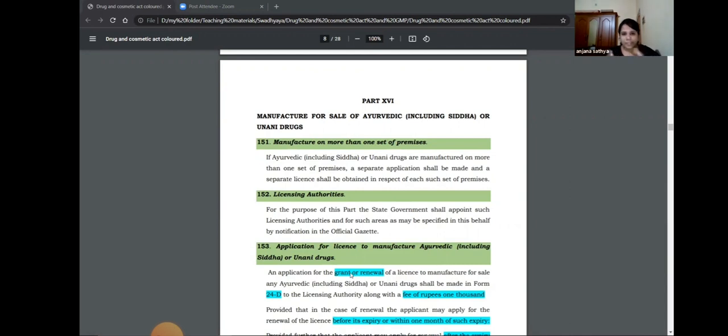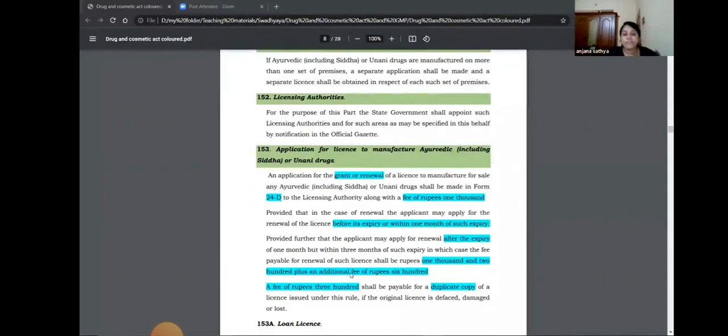We know that if a company or a pharmacy is setting up, they will apply for a license. If the pharmacy or the manufacturing company is starting a branch, then they should apply for a second license. A separate application shall be made, and a separate license shall be obtained for each premises. That has been explained in rule number 151, manufacture on more than one set of premises. So they have to apply for the license again and get a license separately.